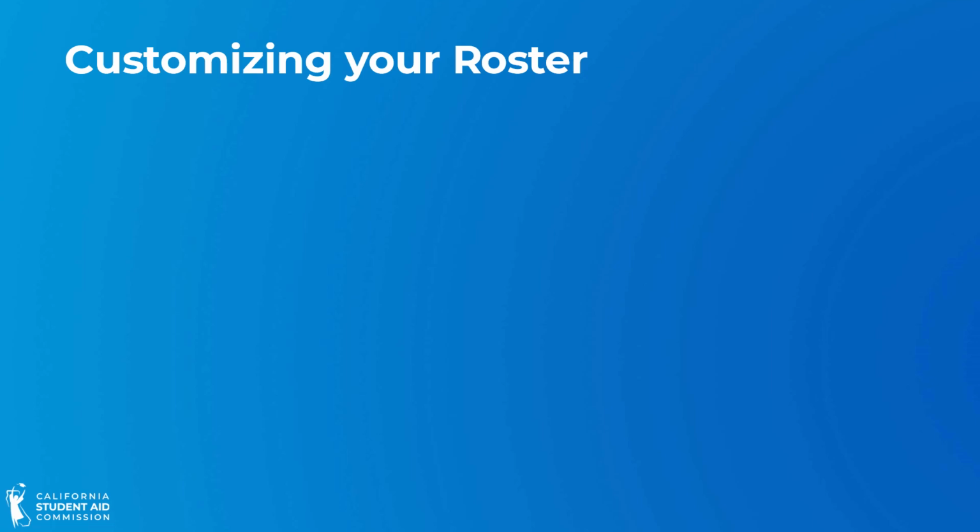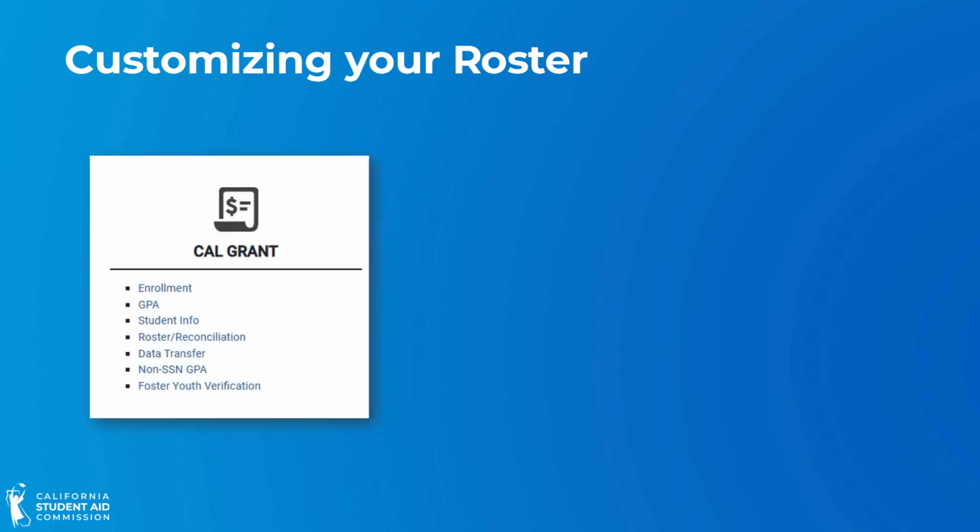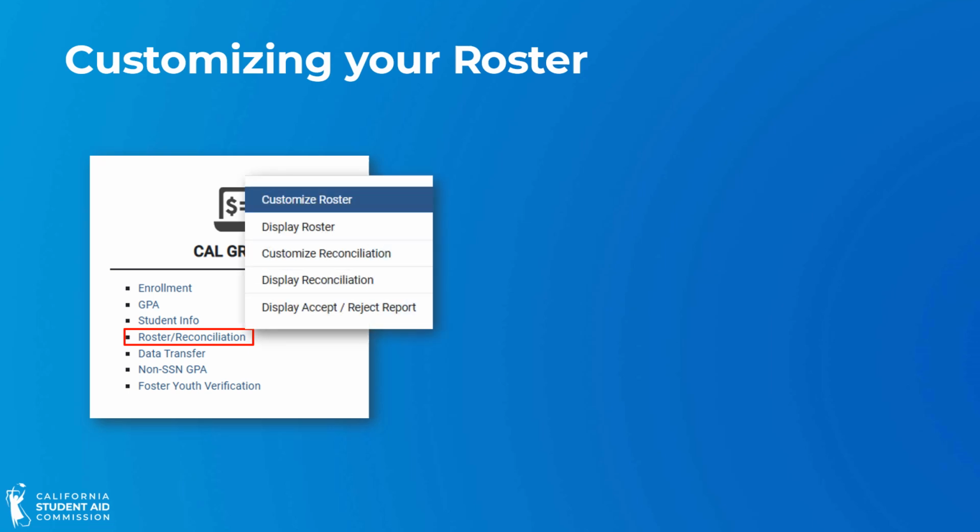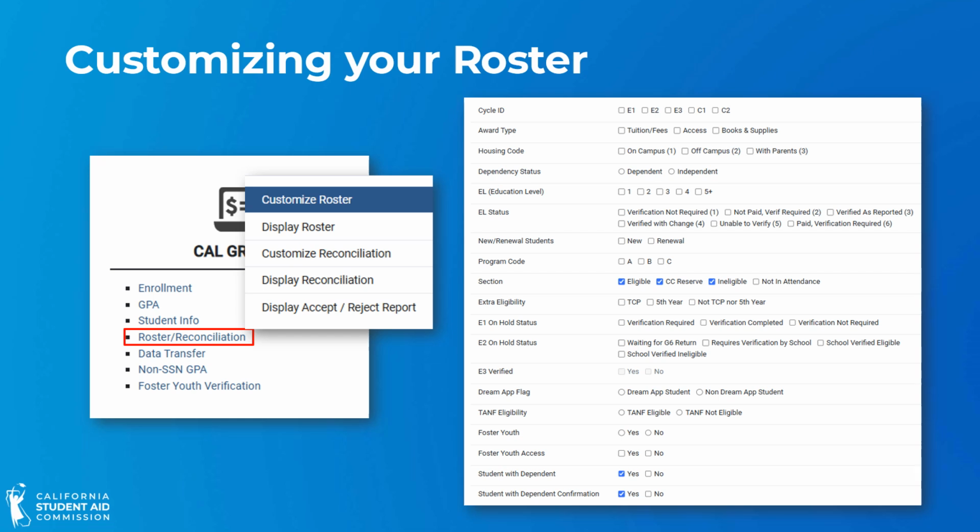To easily identify SWD students on your roster, use the Customize Roster option in Web Grants. Under the Cal Grant banner, click Roster/Reconciliation, then click Customize Roster. Under Selection Criteria, you can limit your custom roster to show only students with SWD flags. You can also select students who have confirmed their SWD status or those who have not.